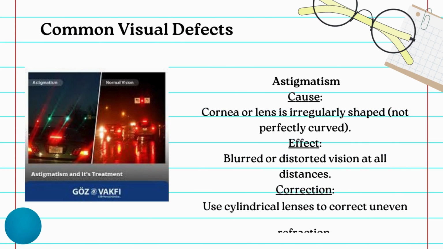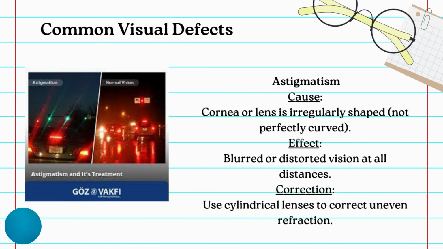And then we have another one that is astigmatism. I don't know if I'm pronouncing it correctly, Google the pronunciation. This is when your lens or your cornea, which we know play a big role in making sure the image is focused and clear, are irregularly shaped or not perfectly curved. This makes you see blurred or distorted vision at all distances, either close or far away.